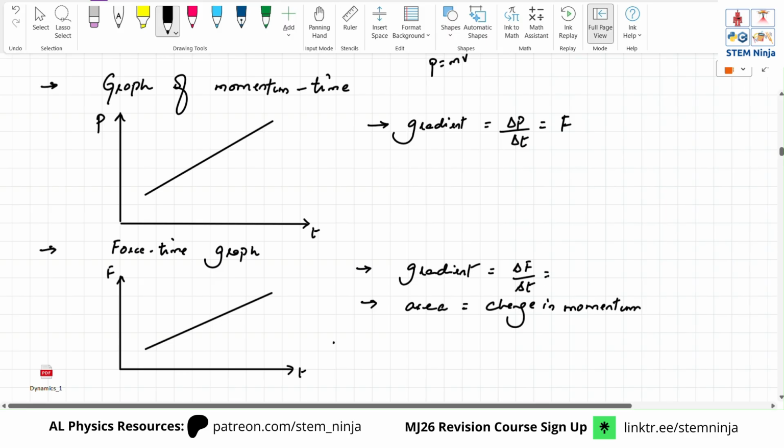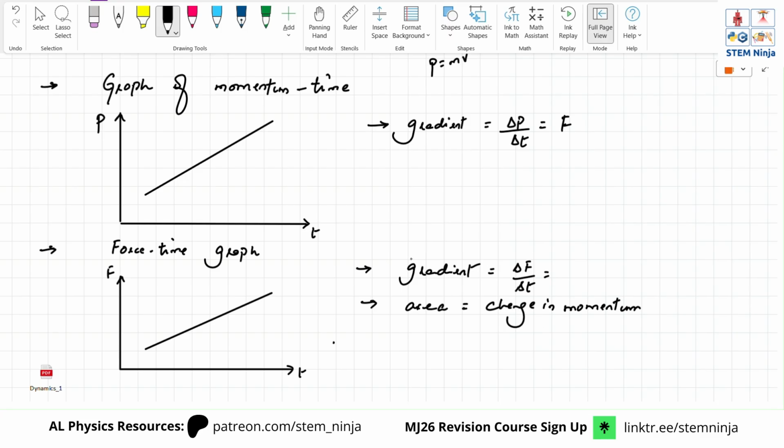So the gradient of the force time graph is not in our scope, and we won't even be using that. Just like the area of the momentum time graph, we don't need it. We just need the gradient of momentum time and the area of the force time graph. So change in momentum is your m(v minus u).